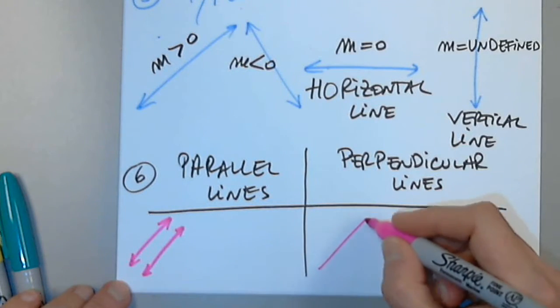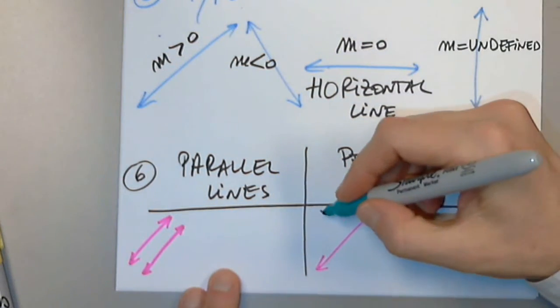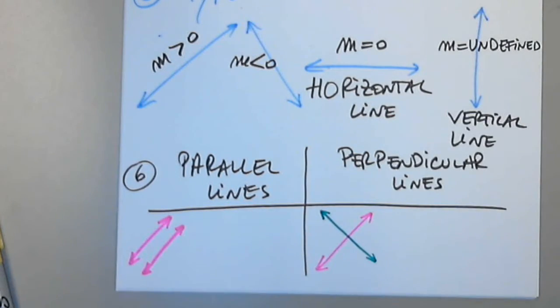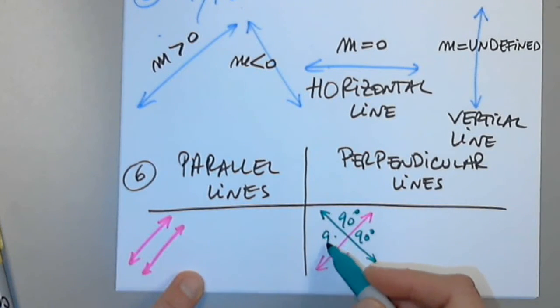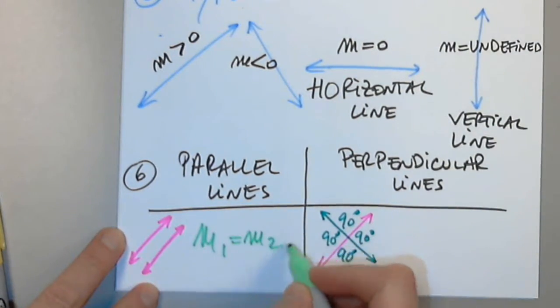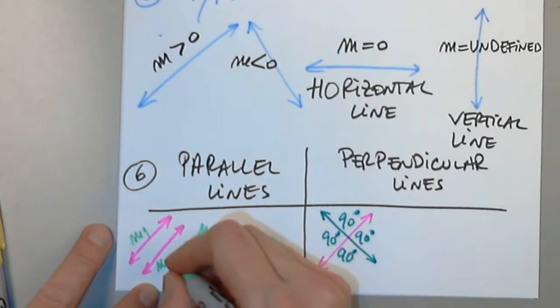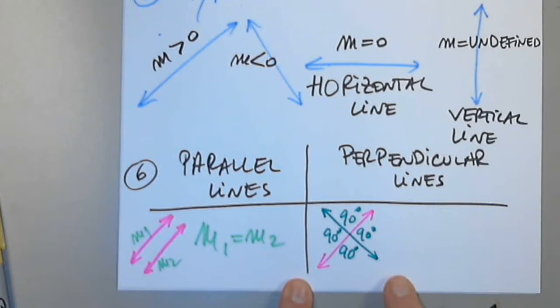And I'm going to graph two perpendicular lines that form 4 90-degree angles. 90, 90, 90, and 90. What is the relationship between the slope of the first line and the slope of the second line? They are, say it again, Brian? Identical. Yes, very good. Indeed, M1 must equal M2. This line has slope M1, this line has slope M2. They must be identical, otherwise the lines will not be parallel. Very good.